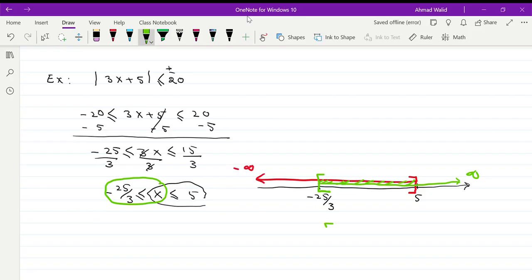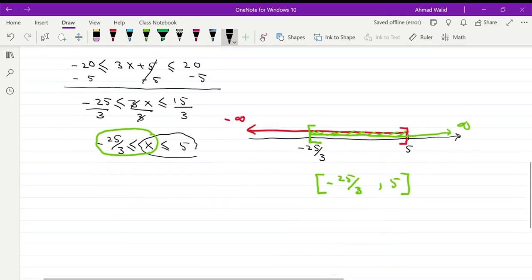Final answer: bracket, negative 25 over 3, comma, 5, bracket. That's the solution set. Example number 3.